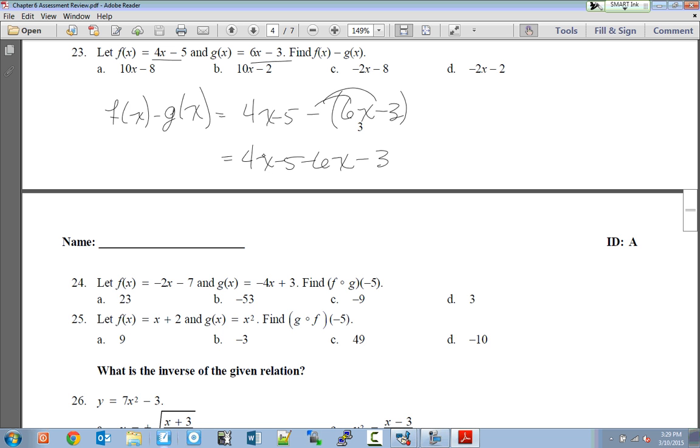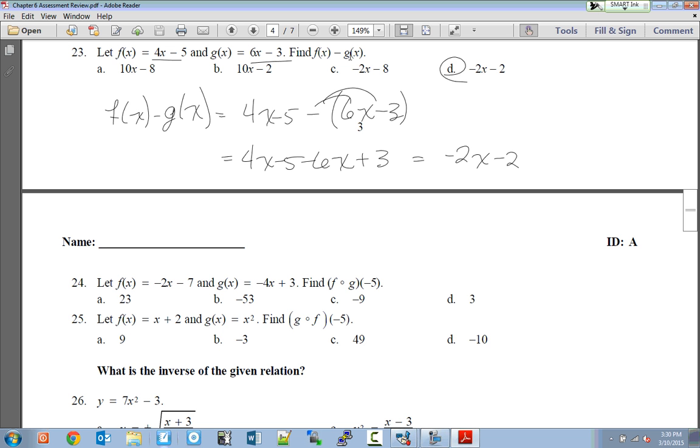So now we have 4x minus 6x. Well, that is a -2x. And then -5 minus 3 is -8. All right, so f of x minus g of x is, I'm sorry, that's a plus. Oops. That's a plus 3. So because negative times -3 is +3, so -5 plus 3 is -2. All right, so f of x minus g of x comes out to -2x minus 2.